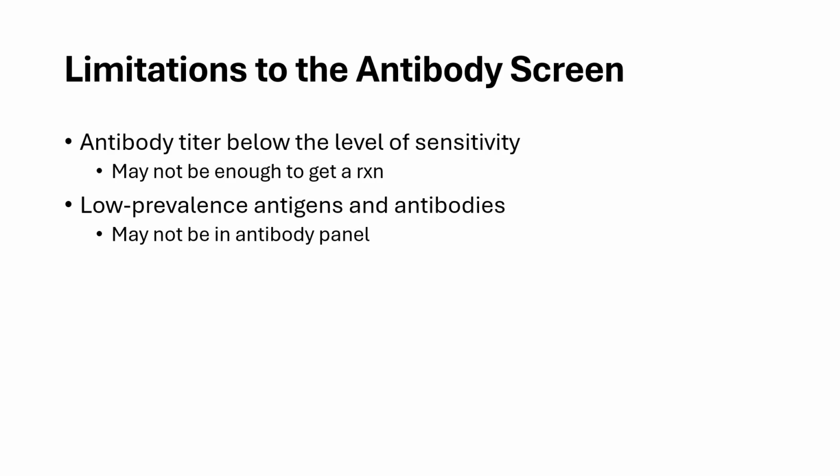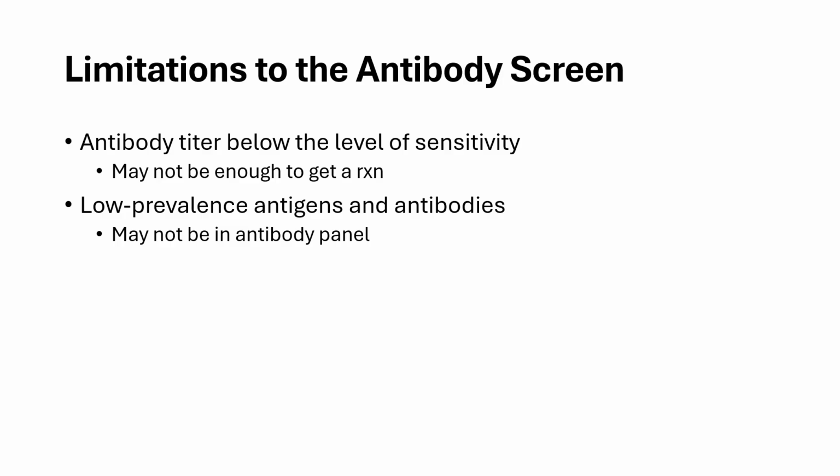You can also have low prevalence antigens and antibodies. Some antigens occur infrequently in the population, where they have a low prevalence. Antibodies directed against these rare antigens may be difficult to detect because the screening or panel cells may not express those antigens. As a result, antibodies to these low prevalence antigens may go undetected in routine antibody screening. And like I just said, it may not be in the antibody panel.